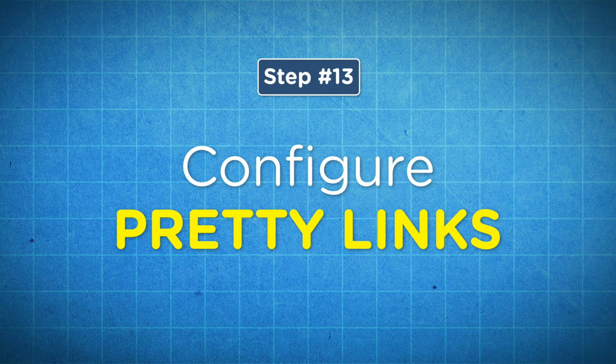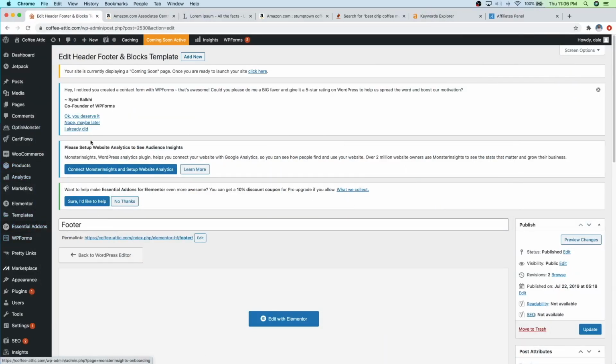And now, step number 13 is to configure Pretty Links. So if you remember from the beginning, we got that Pretty Links plugin. And what we can do is create really nice links that you can share on social or wherever you're going to be driving traffic to your website or blog. So I'll show you what I mean. We'll just go over to Pretty Links and we'll go to Add New.